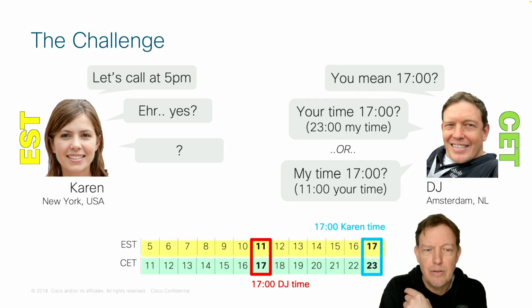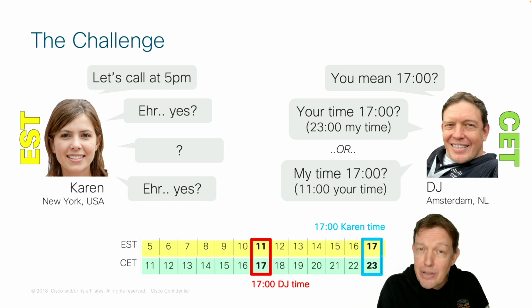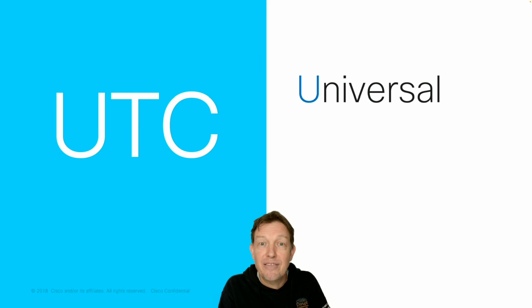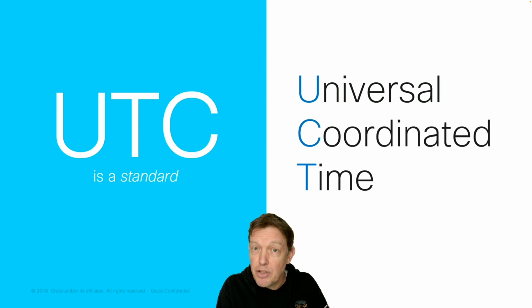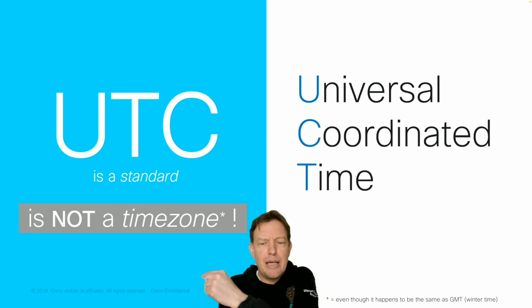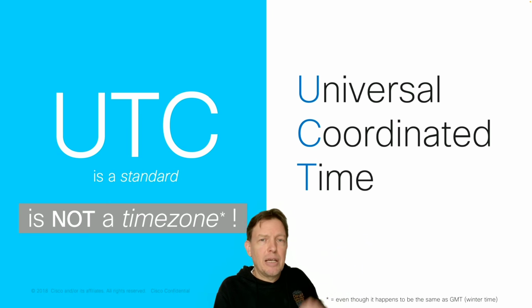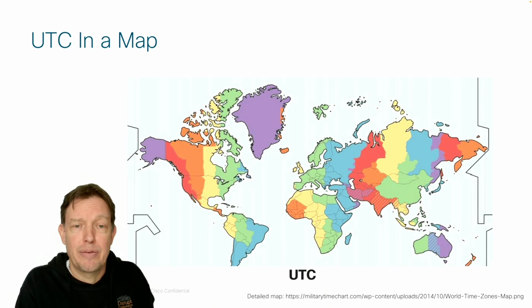That is a challenge, right? But we're human, so we can talk, we can explain, and then we can make a decision, so we will meet at the same time. Computers are very different. What if there was a solution? There is. It's called Universal Coordinated Time. It is not a time zone, even though it happens to be the same as GMT winter time. It's a standard to display or store time.